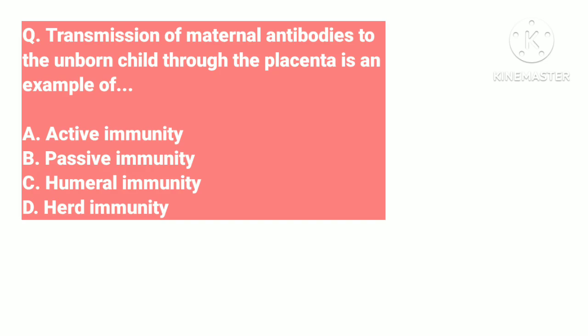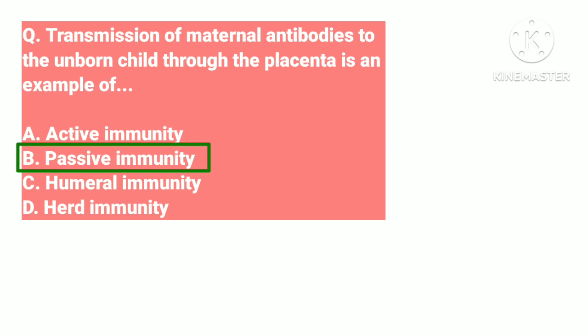Transmission of maternal antibodies to the unborn child through the placenta is an example of: A. Active immunity, B. Passive immunity, C. Humoral immunity, D. Herd immunity. And the correct answer is B.